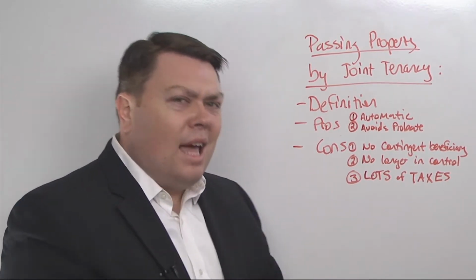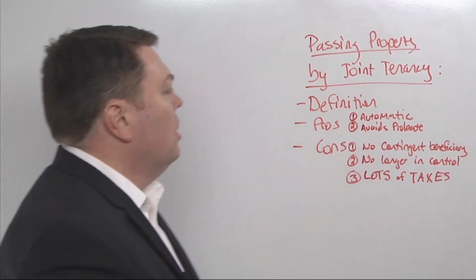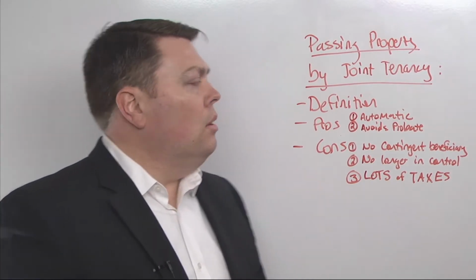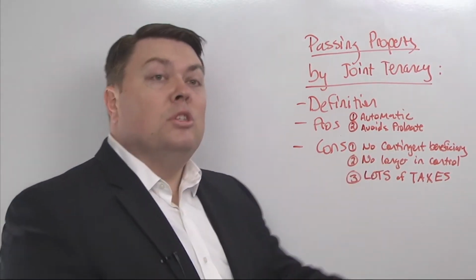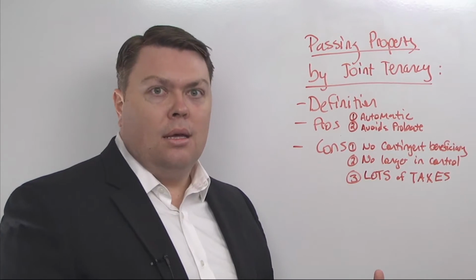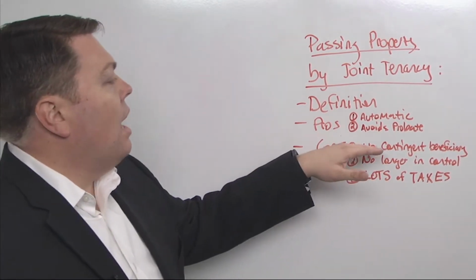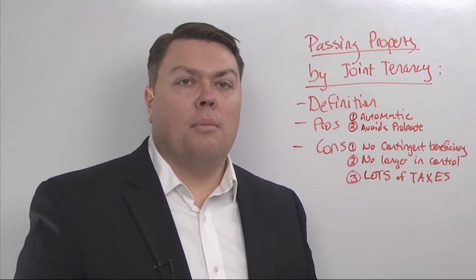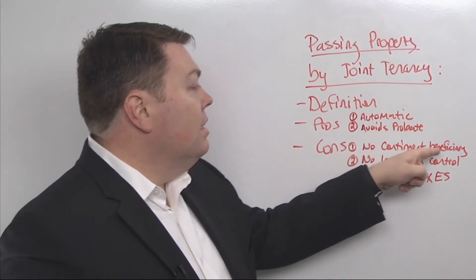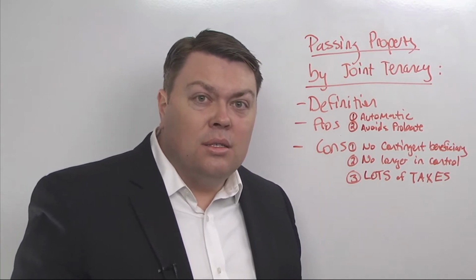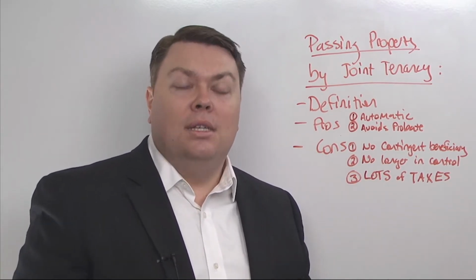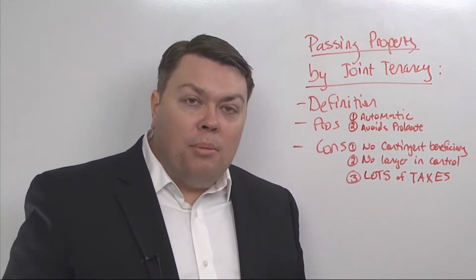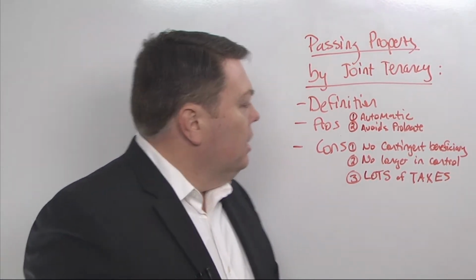But there are lots of downsides to passing property in that manner. So first, we can't really name a contingent beneficiary. So we can't say, unless we just keep adding people as joint tenants on our property. So let's say that after my spouse passes away, I want my children to inherit that property. The only way to make them contingent beneficiaries is really to add them onto the deed as joint tenants. So then we'd all own this property as joint tenants.